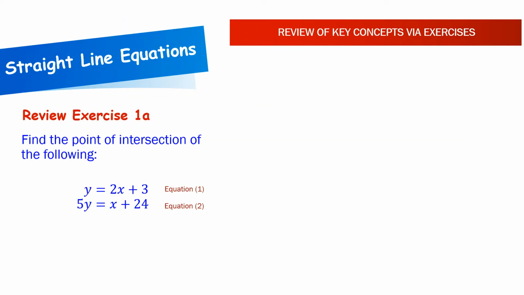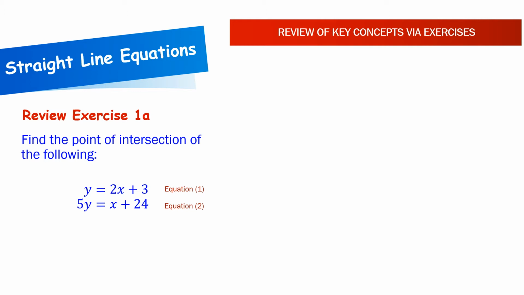So let's take a look at review exercise 1a. We are required to find the point of intersection of the following: y equals 2x plus 3, which is labelled as equation 1, and 5y equals x plus 24, which is labelled as equation 2.